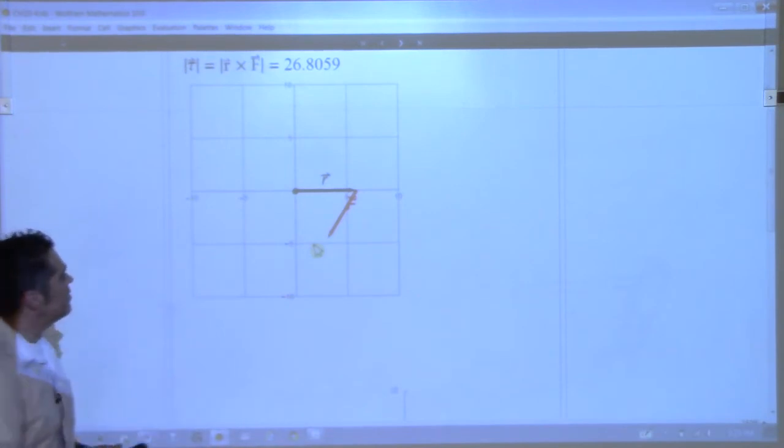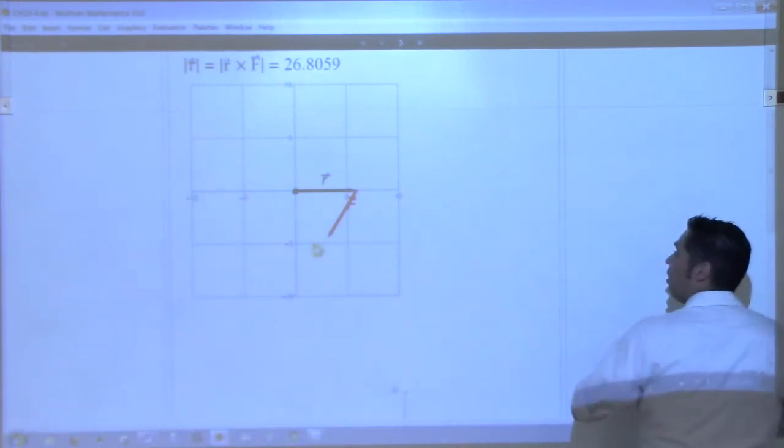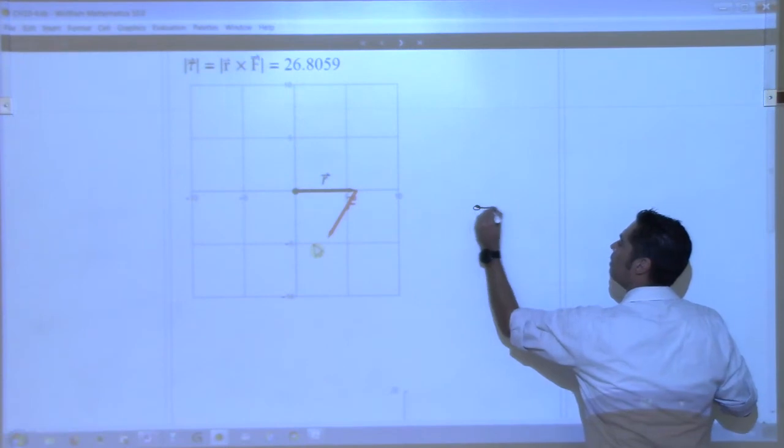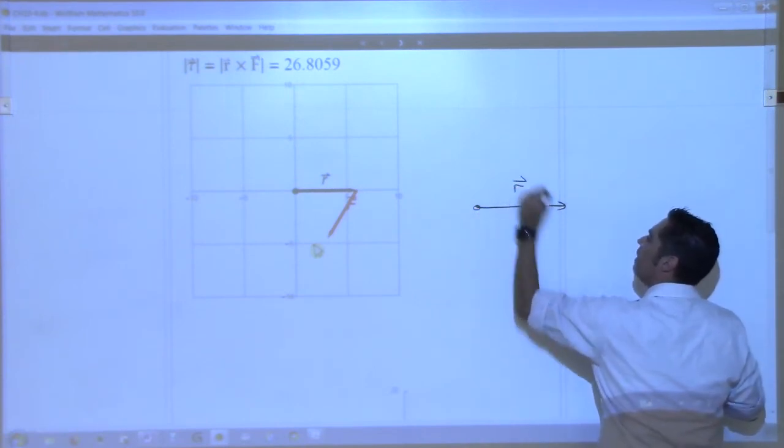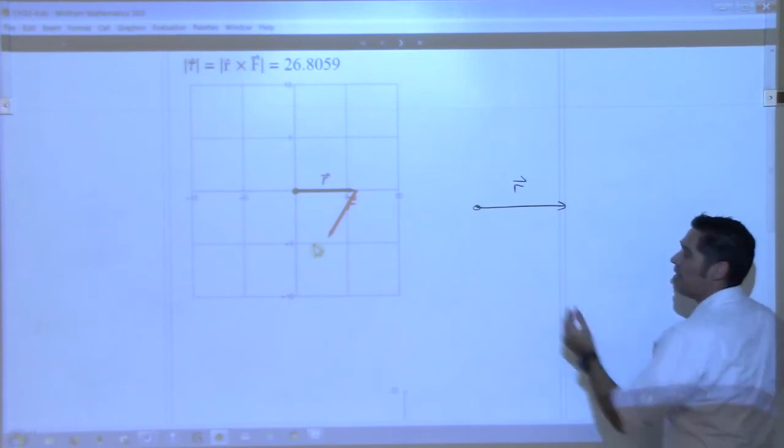The cross product. So let's just see what happens. If I were to take the black vector, which is r, and I take the red vector, which is f, and I put them tail to tail.